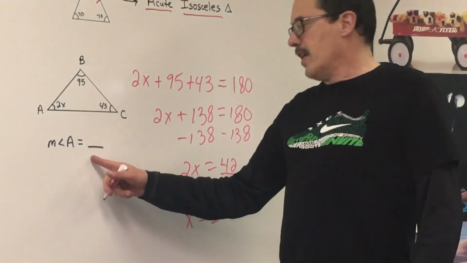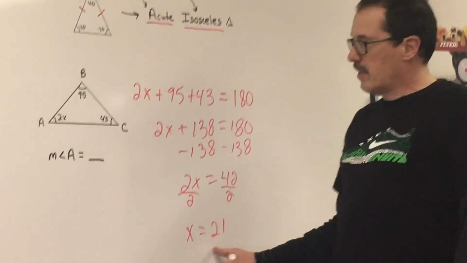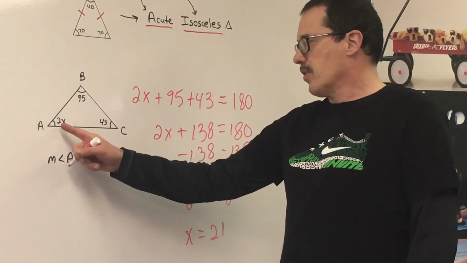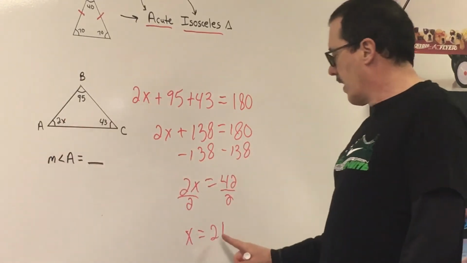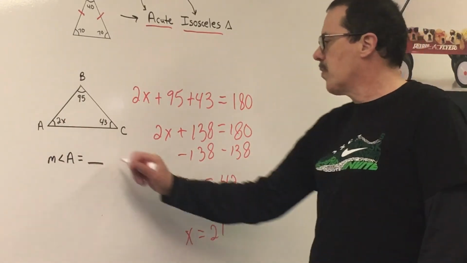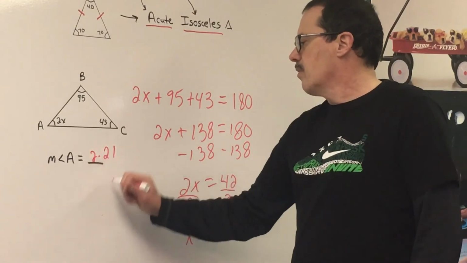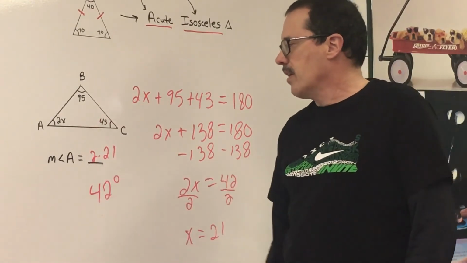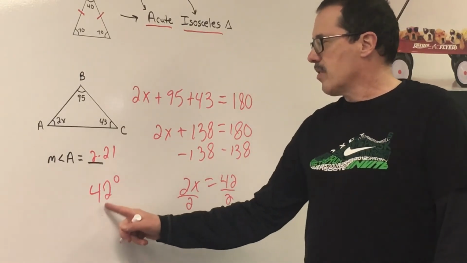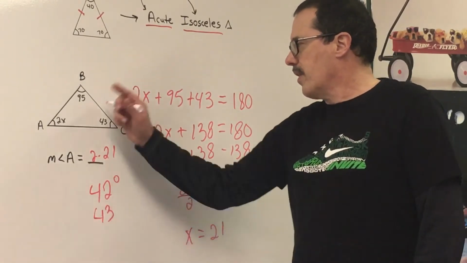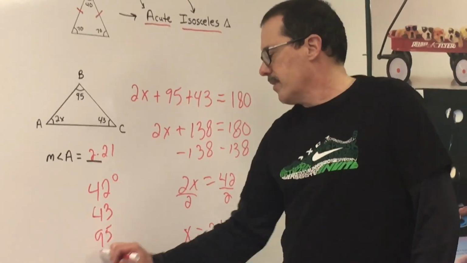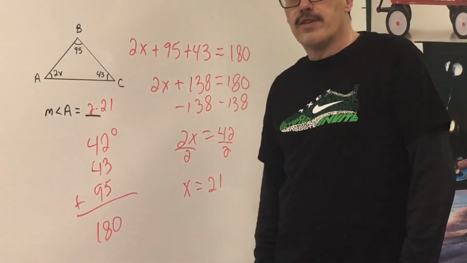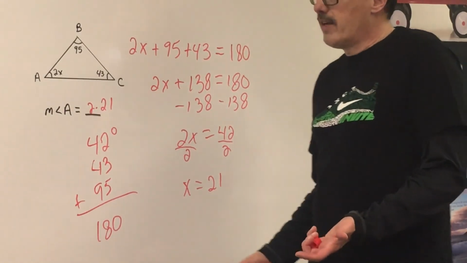Now the measure of angle A is not 21. It's x that's 21. And so what I want to do is go 2 times what I got for x. And 2 times 21 would be 42 degrees. So that's how big angle A is. Now if you take your answer 42, 43, and 95 and add them together, you better get 180 degrees. That's the way you can check it.